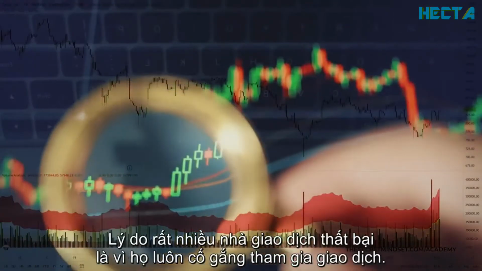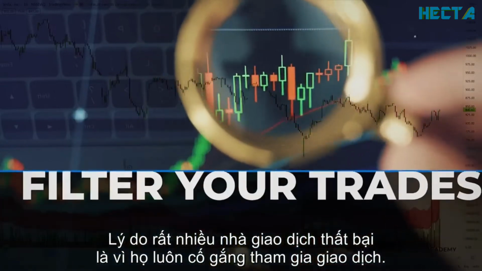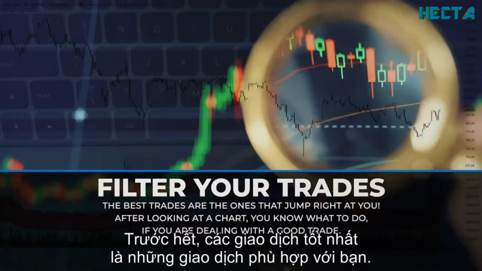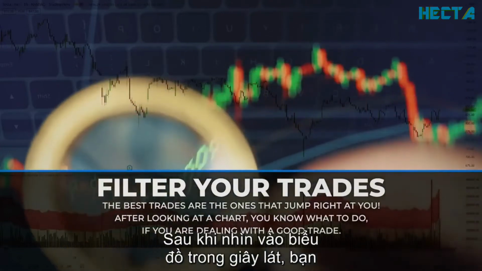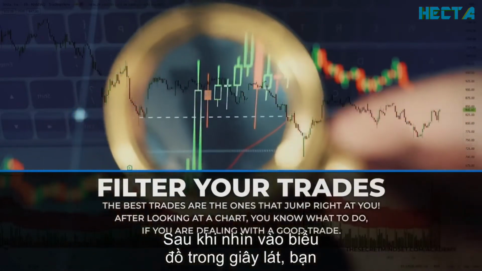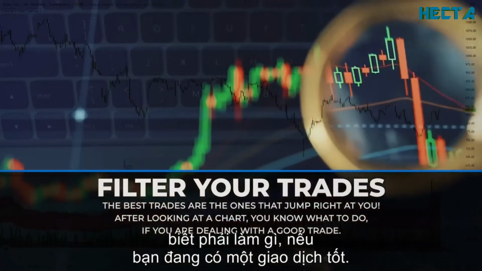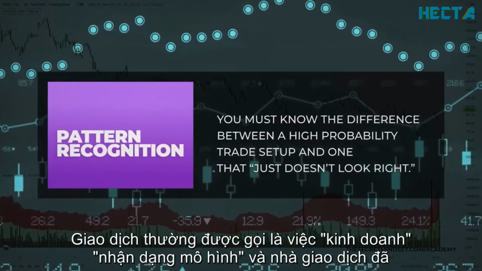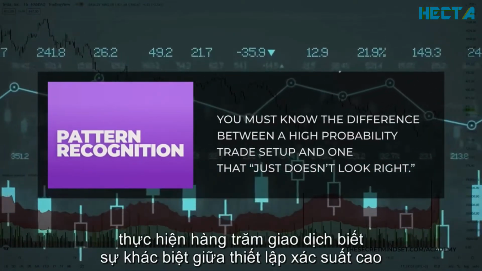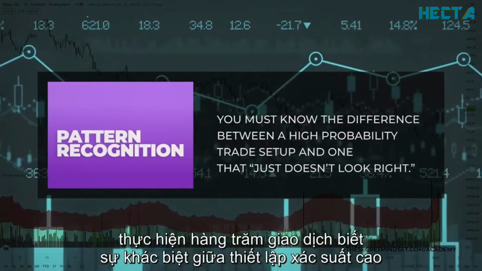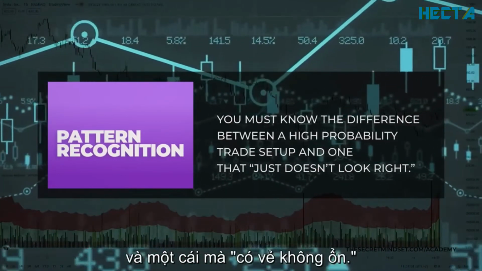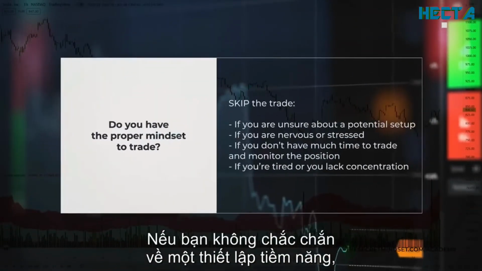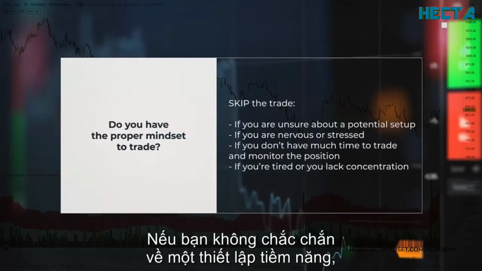The reason so many traders fail is because they are always trying to be in a trade. First of all, the best trades are the ones that jump right at you. After looking at the chart for just a moment, you know what to do if you are dealing with a good trade. Trading is often referred to as a business of pattern recognition, and a trader who has taken hundreds of trades knows the difference between a high probability setup and one that just doesn't look right. If you are unsure about the potential setup, it's usually better to pass on that particular trade.